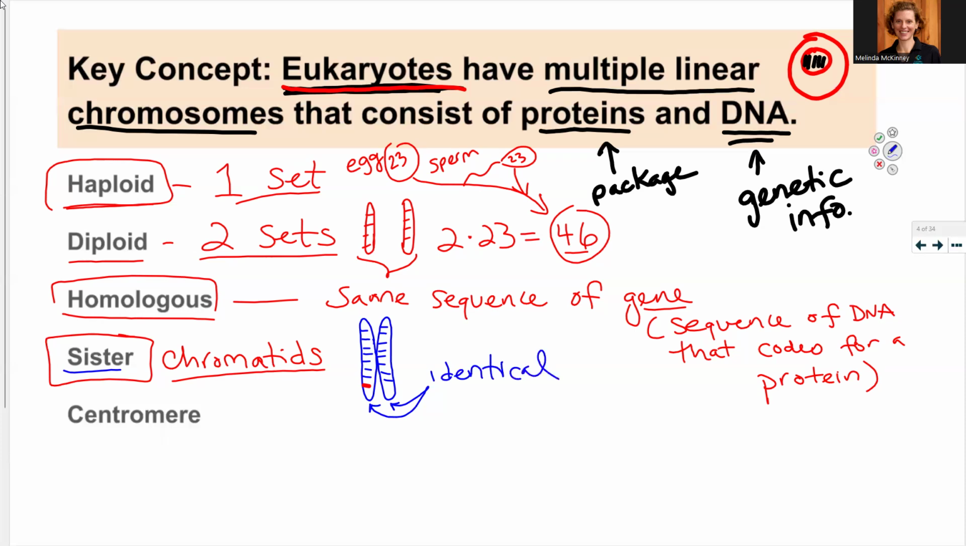Identical chromosomes. But the trick is, I really can't say chromosome, because together, when they're hooked together, they're called one chromosome. It's kind of odd, but as long as it's hooked together, it's called one chromosome. But each of the sister chromatids has an identical sequence of DNA.